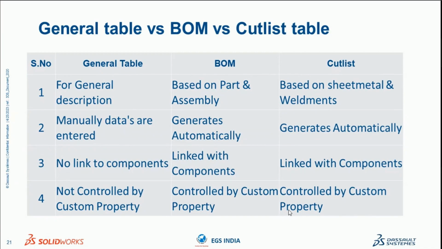But in BOM, it is based on parts and assemblies, and Cutlist is purely based on sheet metal and weldments. So Cutlist will only populate when we are using sheet metal and weldment parts. For all solid bodies, we can use BOM only. In general table, all the data are entered manually. We can't automate anything, but in BOM and Cutlist, we can generate automatically. We don't have to enter all the data manually. There will be no component linkage between general table and components, but in BOM and Cutlist, all the data are linked with the components. So when we enter the data in the components, it will automatically populate in the BOM and Cutlist.